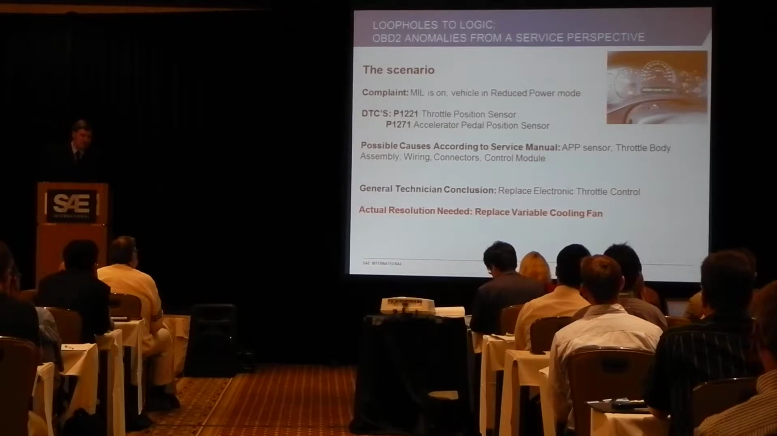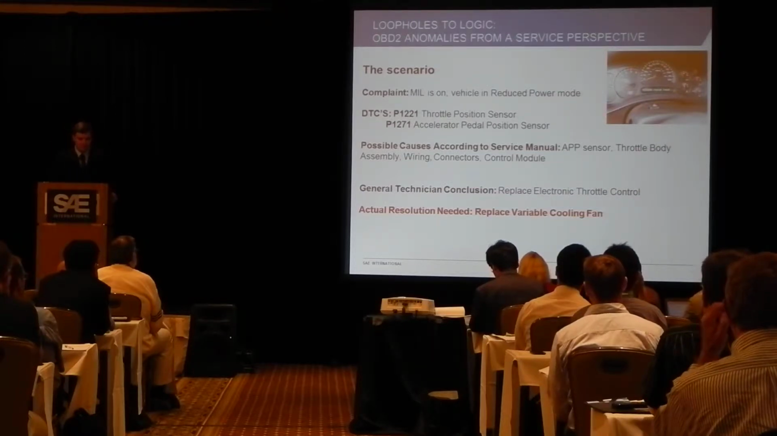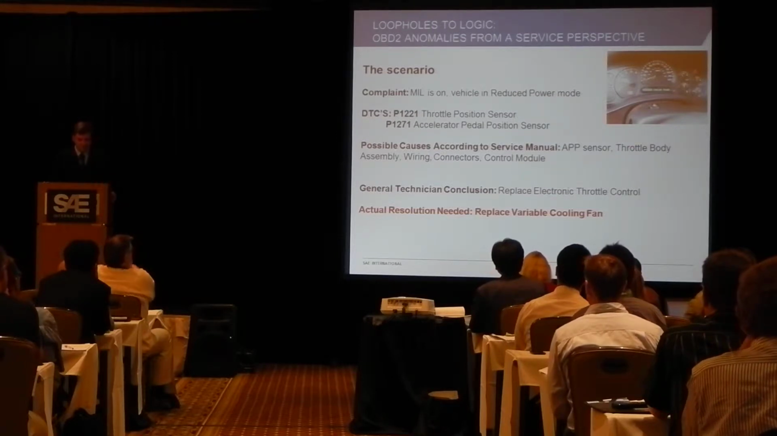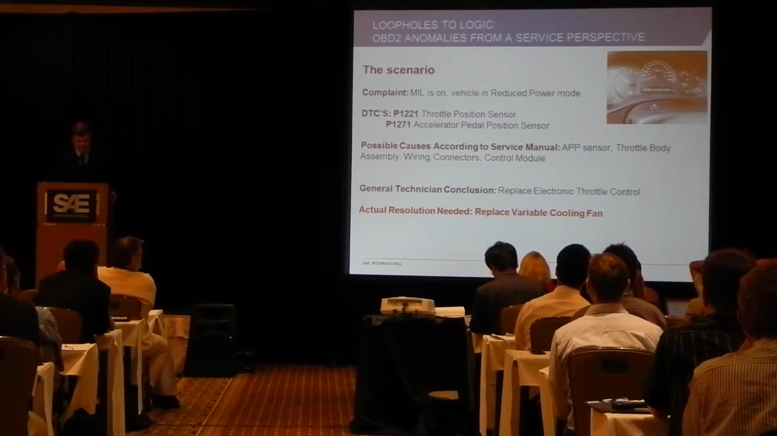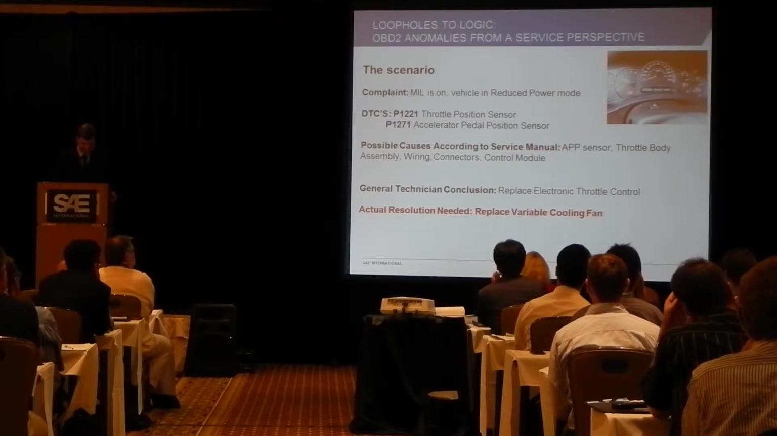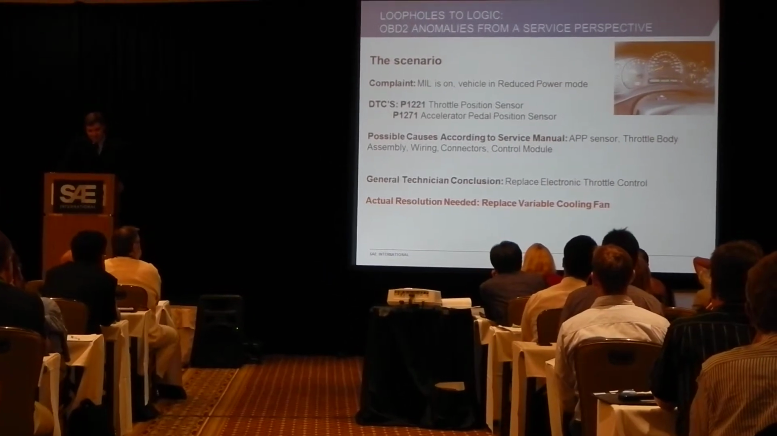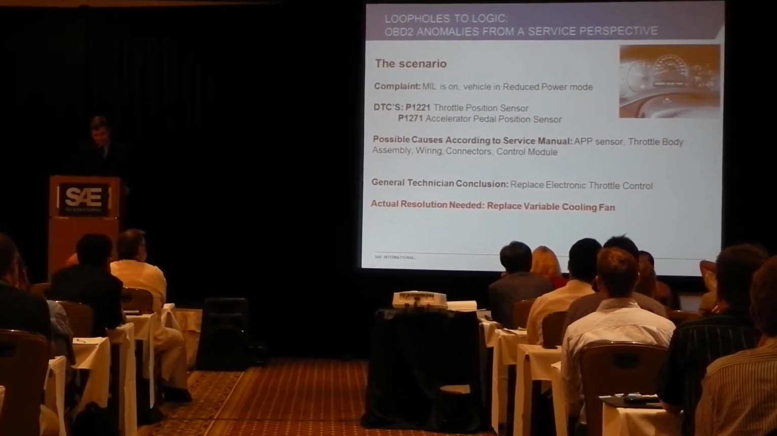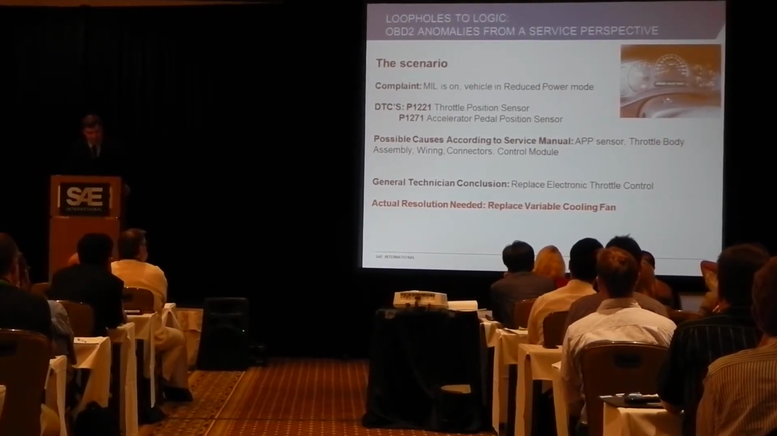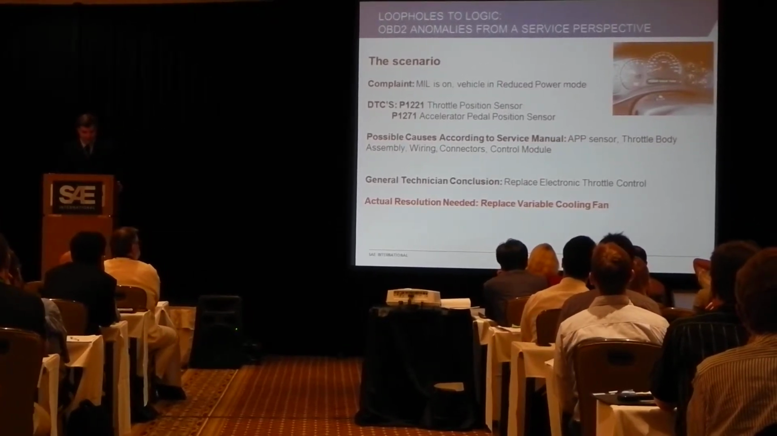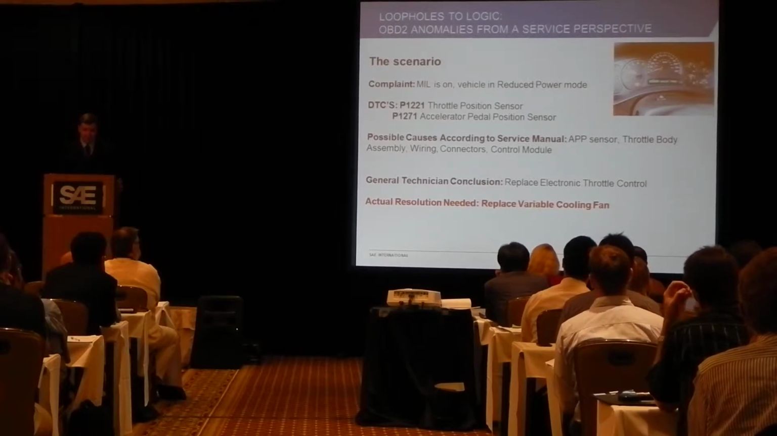The scenario we have, the MIL is on, the vehicle's in reduced power mode. I'm sure you guys will probably eventually start to decipher who the manufacturer is, but I'm not going to say their name. So the MIL's on, vehicle's in reduced power mode. The DTCs, which may give it away, are P1221 throttle position sensor, P1271 accelerator pedal position sensor. The possible causes, according to the service manual, are your APP sensor, your throttle body assembly, wiring, connectors, or control module.